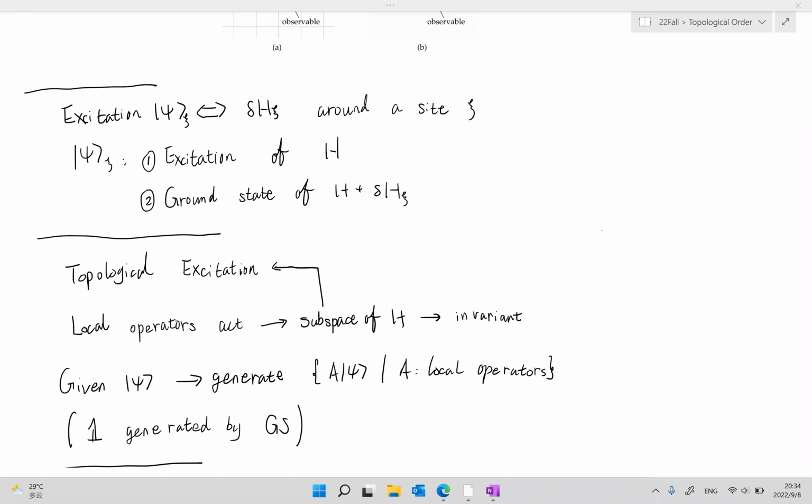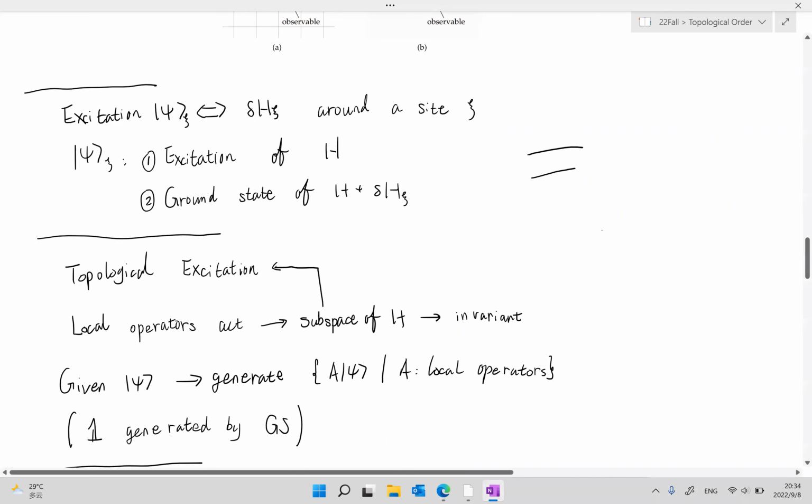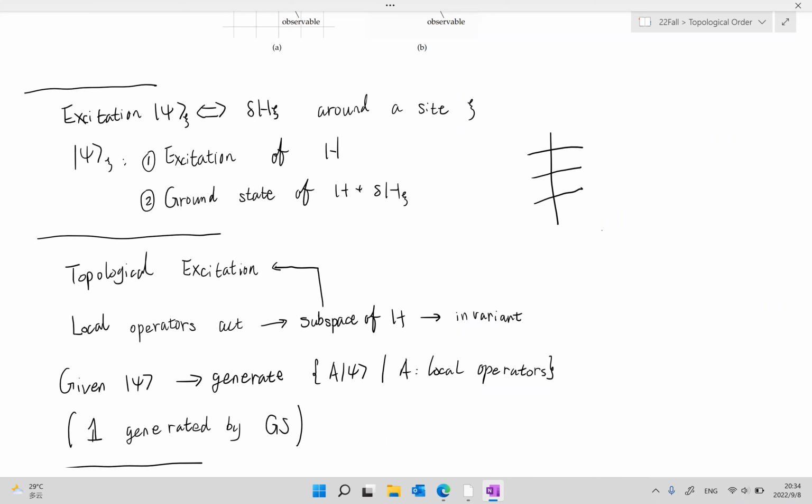So first, topological order is a gapped system in the thermodynamic limit. So when we say excitation, it does not make much sense, since in the long wavelength limit only the ground state survives. So I think topological defect makes more sense than excitation.